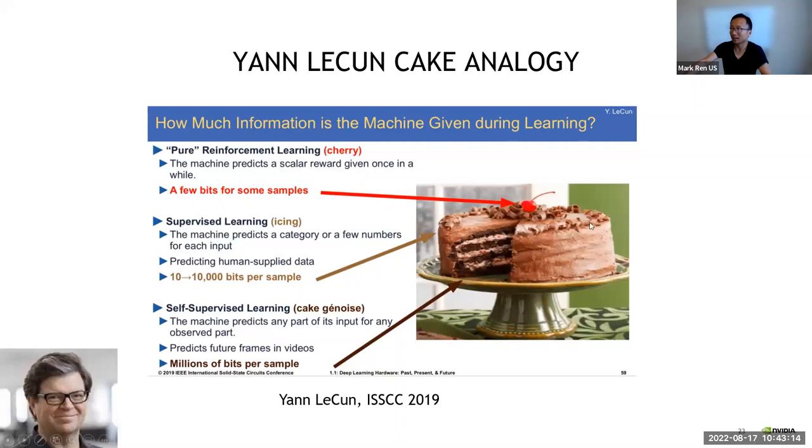Supervised learning is like the icing on the cake, because in terms of image recognition, the number of samples you can get is like 10,000 bits, right? He argued that self-supervised learning can actually take the entire cake. Self-supervised learning has much more information to process. And I will mention what exactly that means.